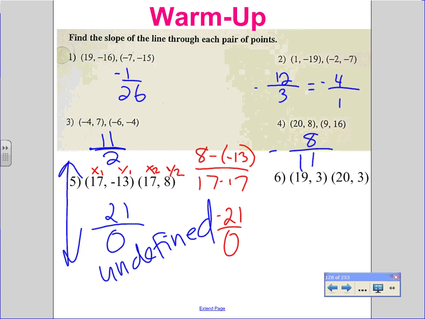For number 2? Okay, well tell me which y value did you start with, this one or this one? Okay, so you did negative 19 minus negative 7, right? Okay, over 1 minus negative 2. So negative 19 plus 7 is negative 12. 1 plus 2 is 3. Got it? Okay. Number 6, Nathan M.